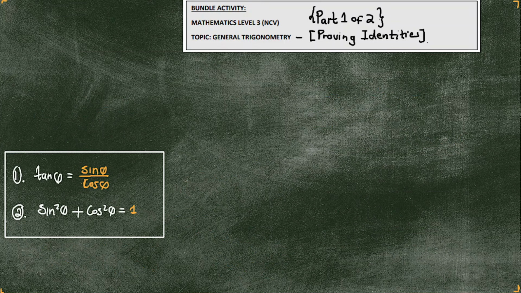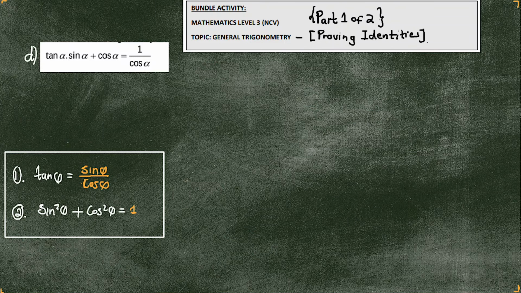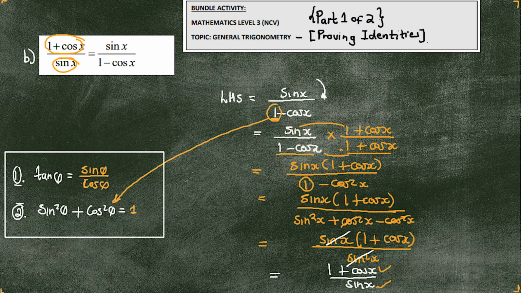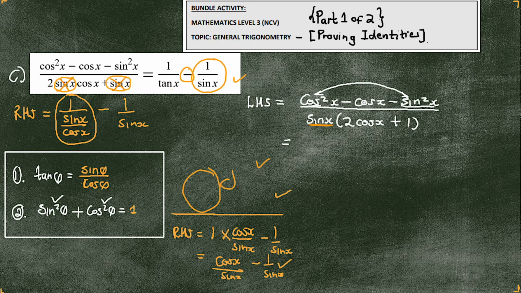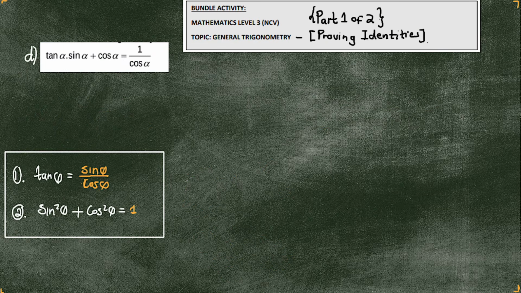Okay, let's jump to the next one. Was that C? B. Okay, C. Alright, yeah, we are doing D.